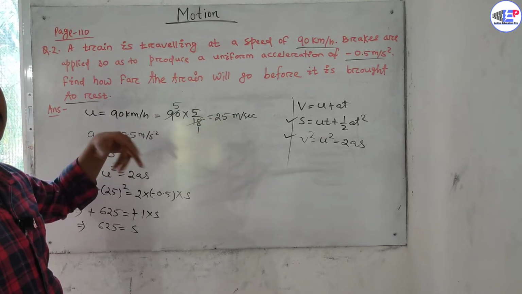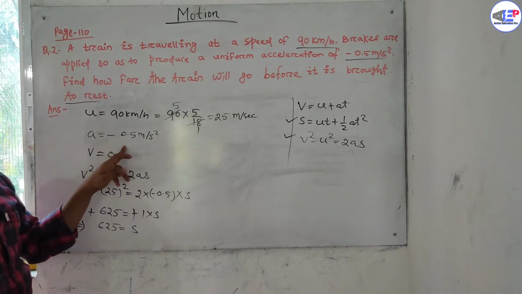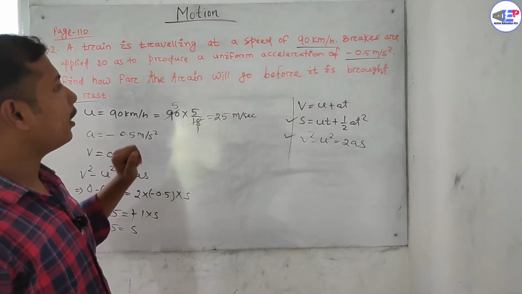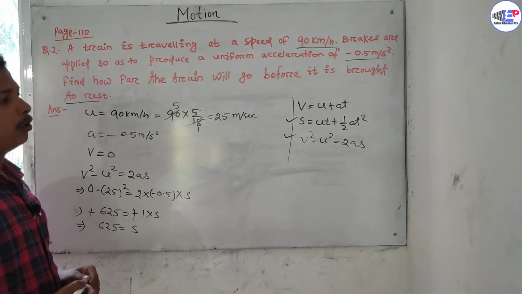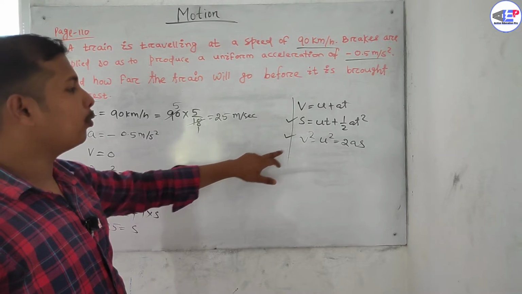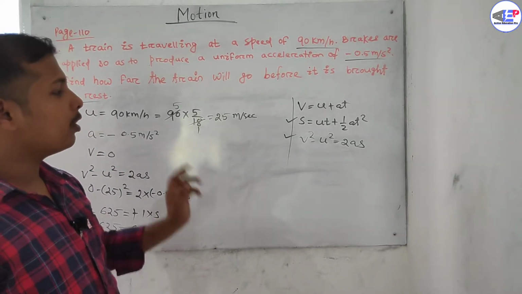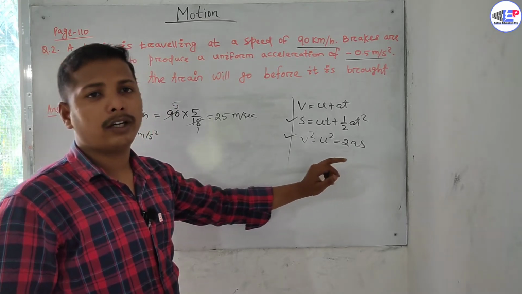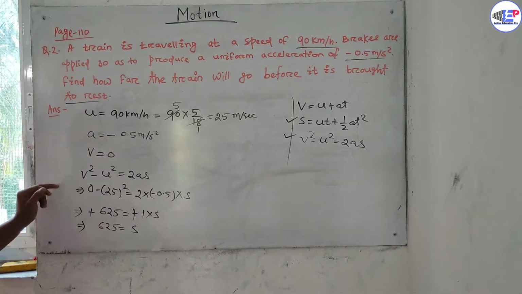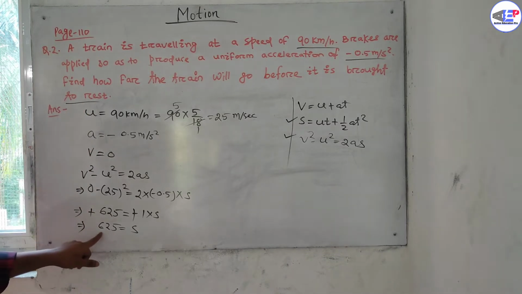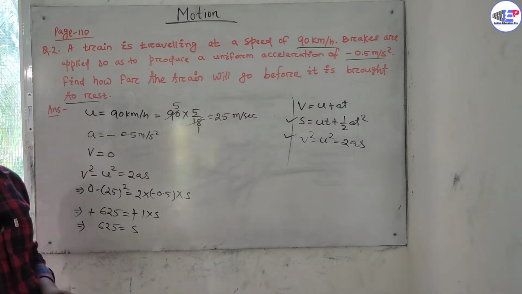As the velocity is decreasing, the acceleration given here is negative, that is minus 0.5 meter per second square. Question given that we have to find out the speed. We know that there are three equations of motion. From the three equations of motion, we can put the third equation of motion, because we have the value of v, u and s, from which we can calculate the value of s. By putting the values in the equation, we have calculated that the value of s is 625 meter. So the train will travel 625 meter after the application of brake.